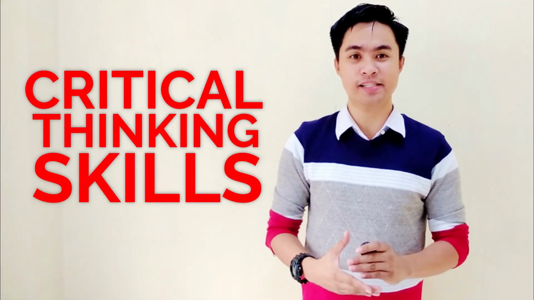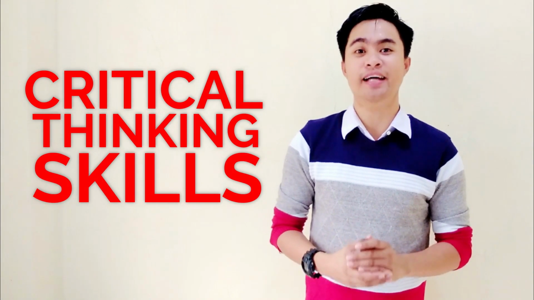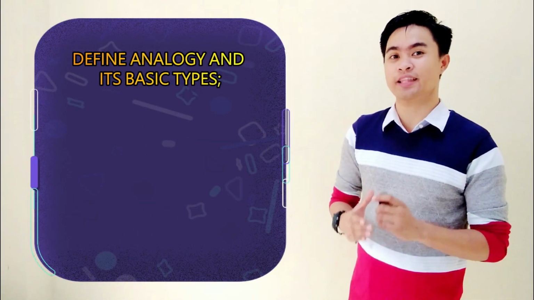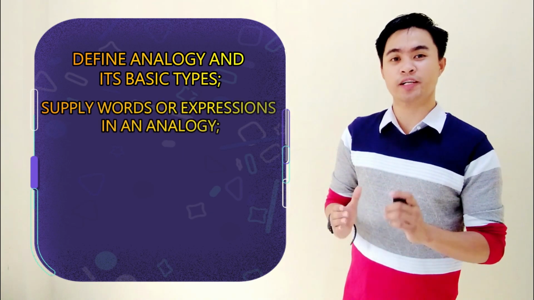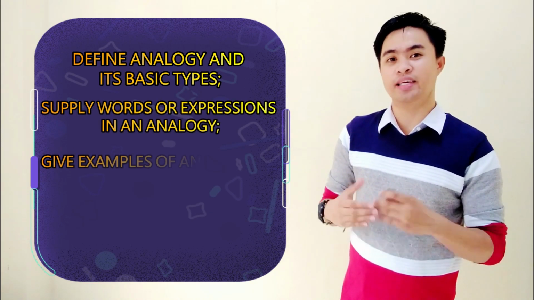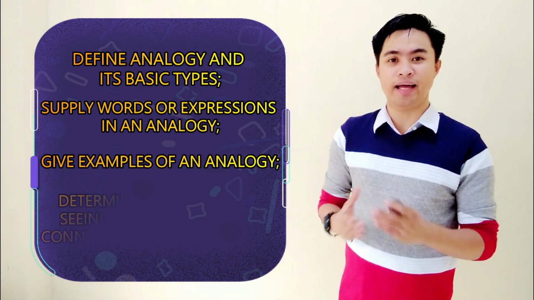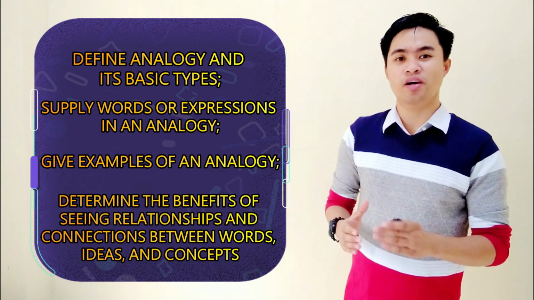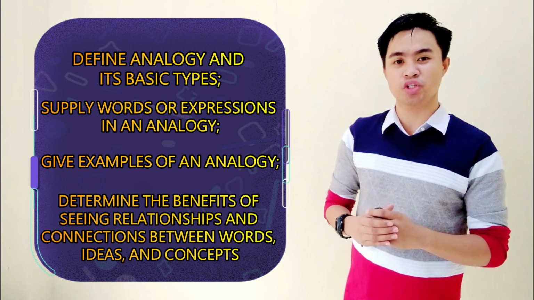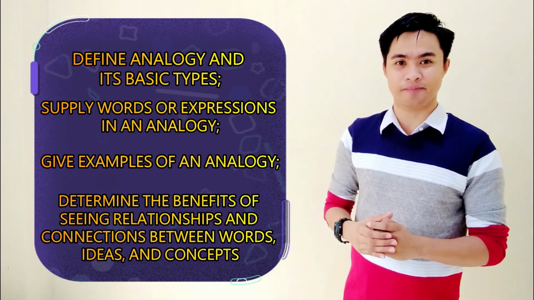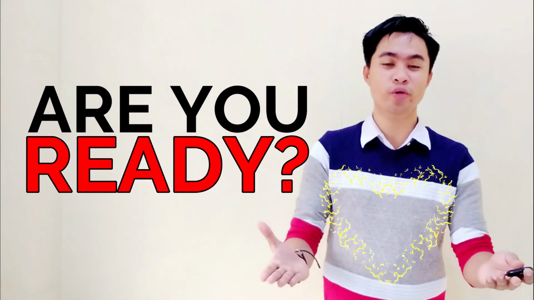In this session, we will develop your critical thinking skills as you analyze and complete an analogy. Specifically, at the end of this lesson, you should be able to define analogy and its basic types, supply words or expressions in an analogy, give examples of analogy, and determine the benefits of seeing the connections and relationships of words, terms, and concepts. You will also be receiving stars for each correct answer. Now, are you ready? I hope you are.